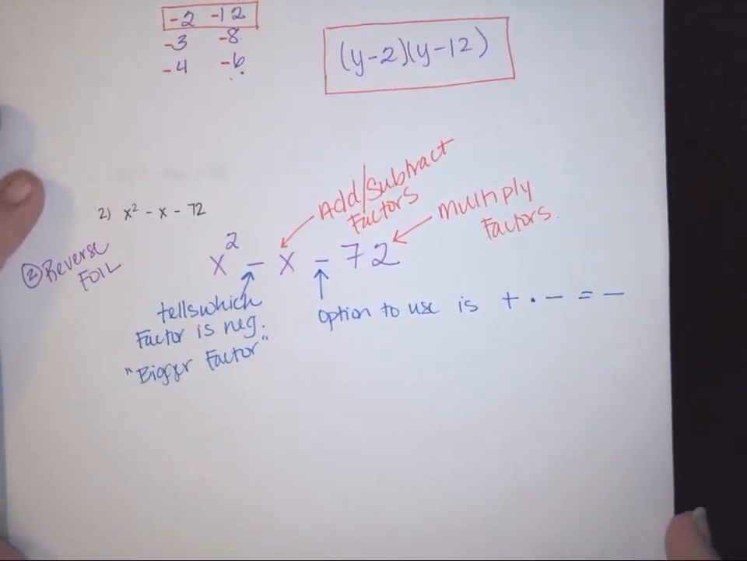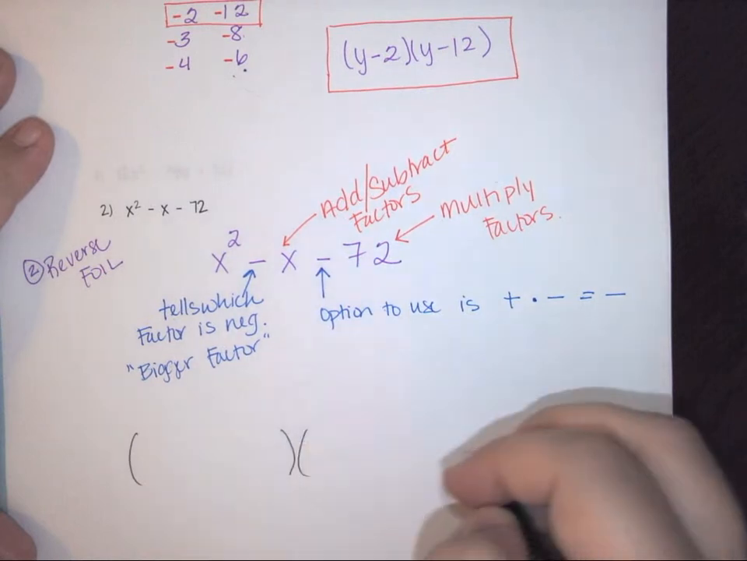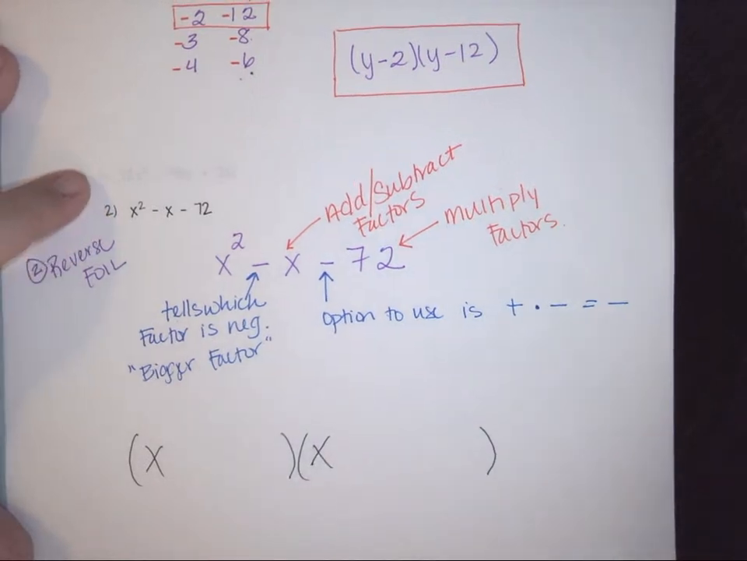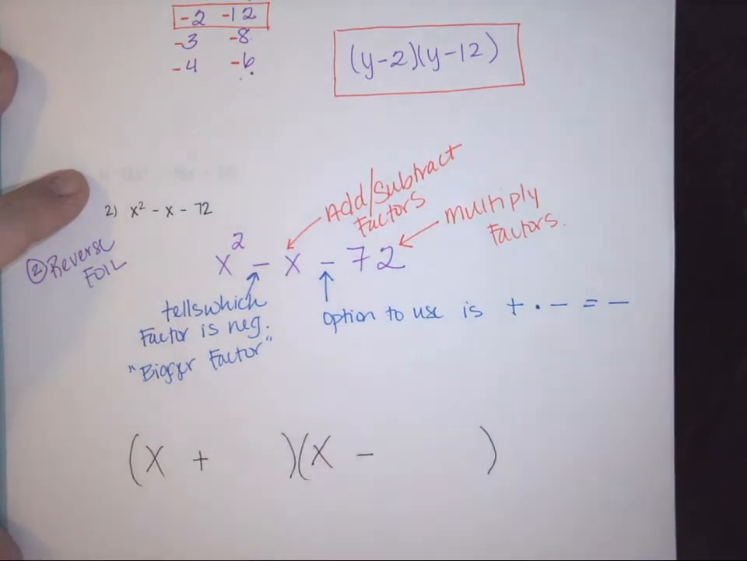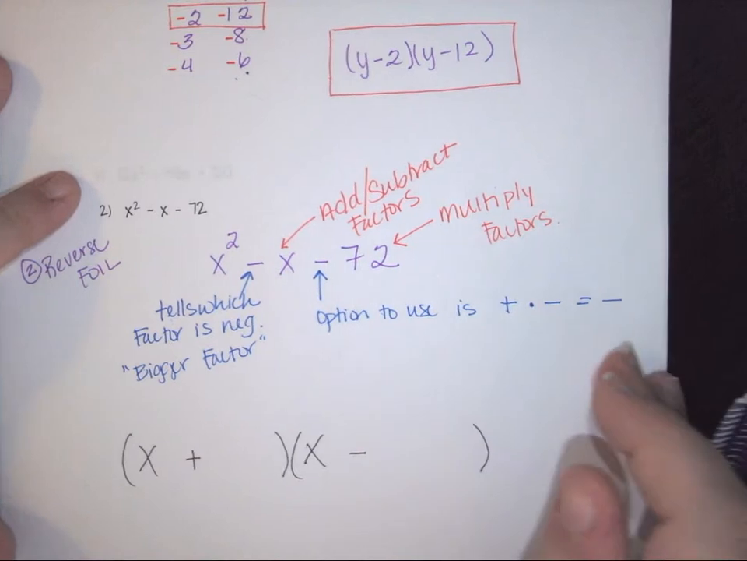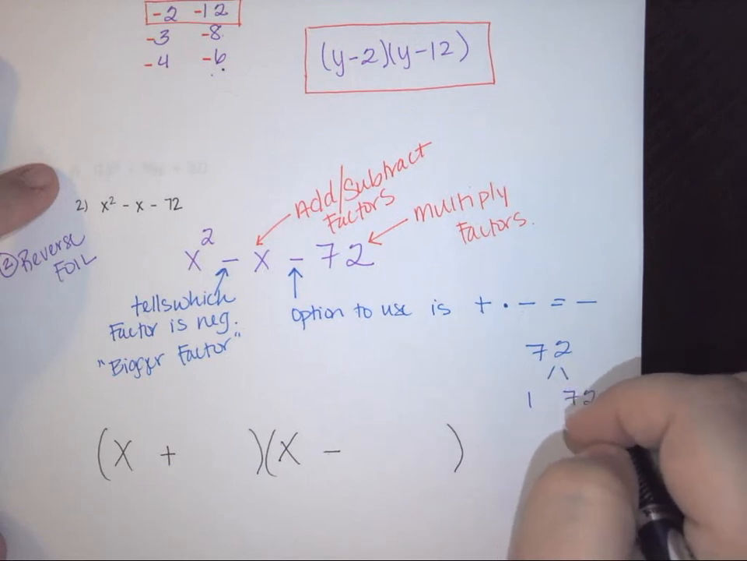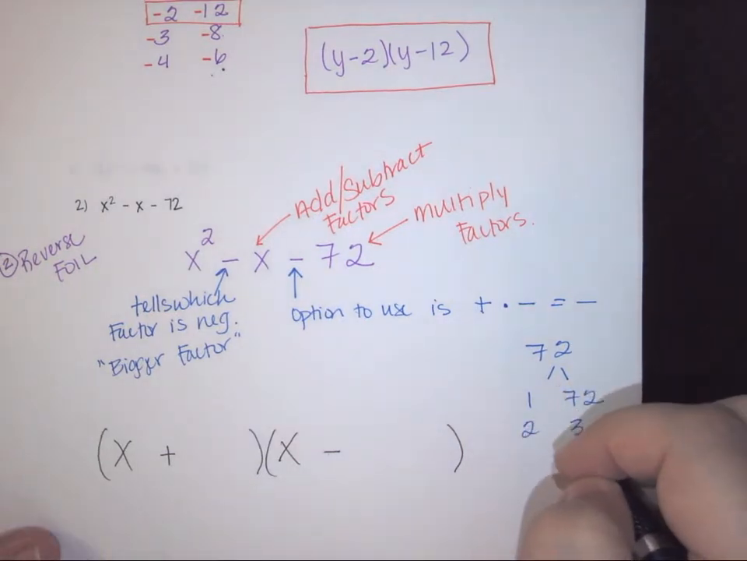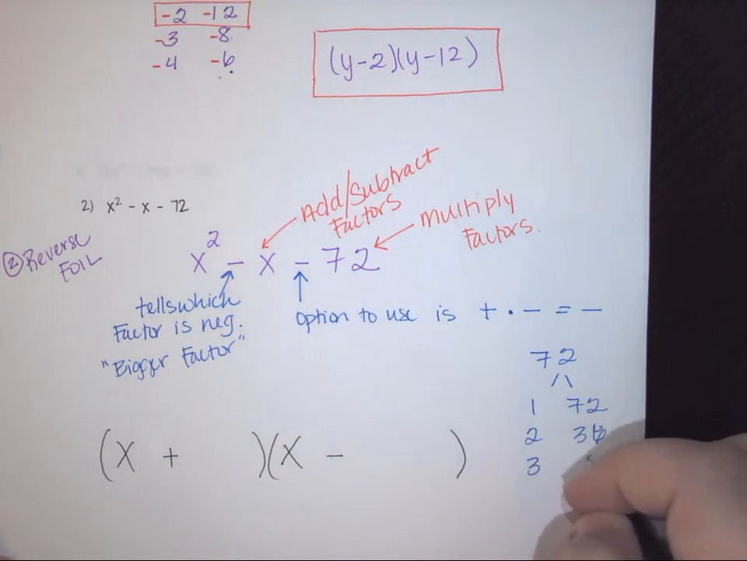Now, with that, I can set up my little factors. So here I'm going to have 2 of them. My variable was x, so I can put an x and x in both. And then again, I have 1 positive, 1 negative. So I've got my 1 positive and 1 negative. And then I need to know factors of 72. So I'm looking at 72 here, and I need factors of them. So 1 and 72. Two and 36. 3 and 24.